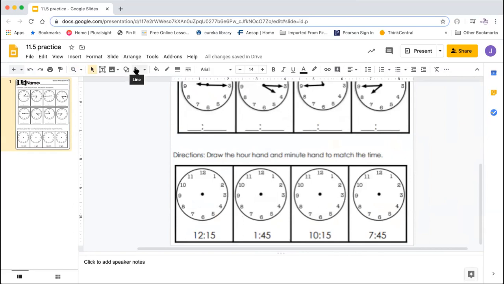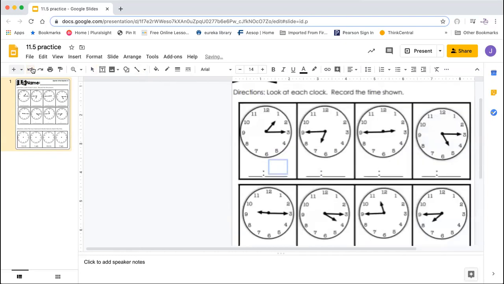Remember the drawing tool for the line? So I click on the line here, and I'm going to come down here and it says 12:15. So my hour hand, which is shorter, is going to go to the 12. And I'm going to click on another line, and I'm going to draw my minute hand, which is longer, to the 15-minute mark. So it shows 12:15. All right. Everybody understand what you're doing for your assignments? Use this drawing tool up here to draw your lines.